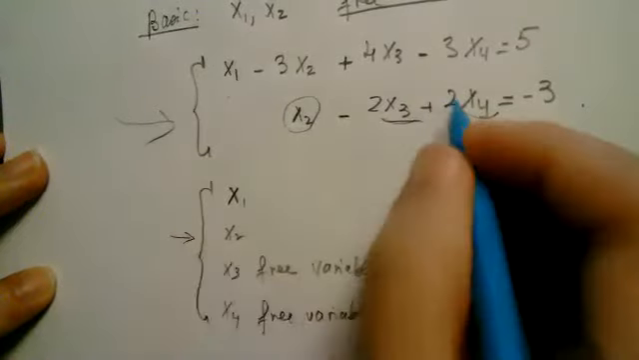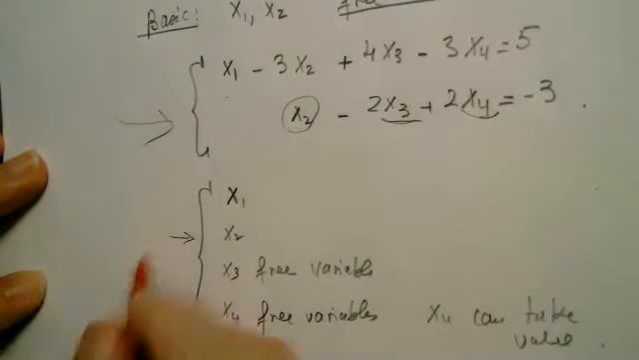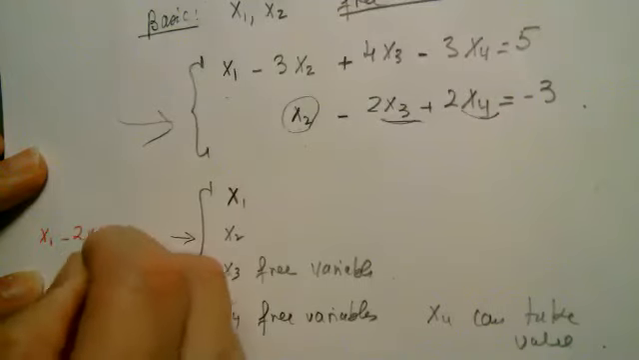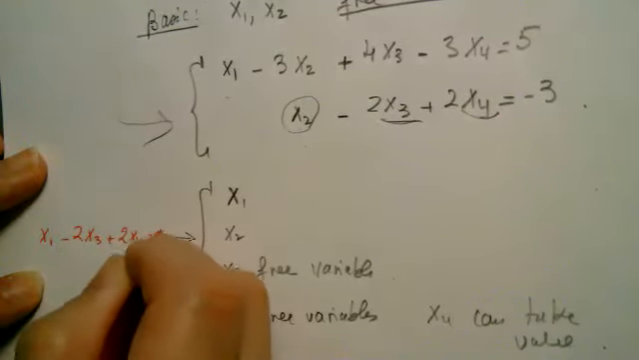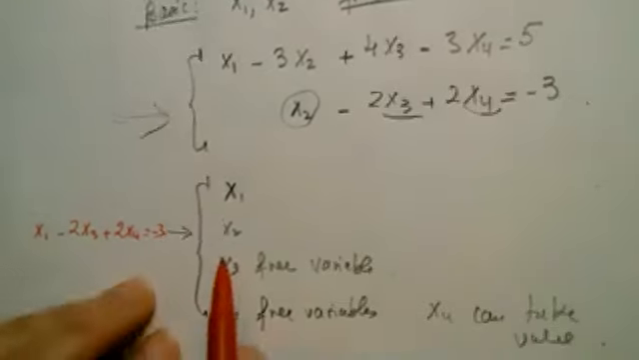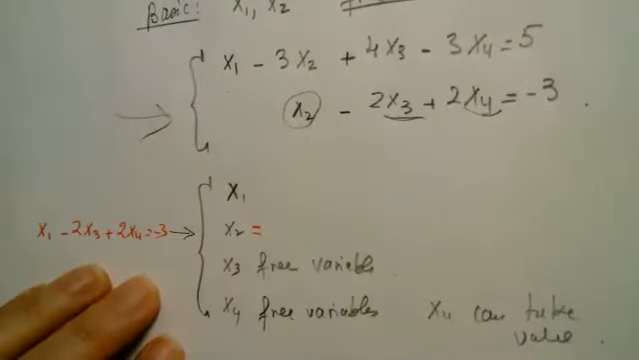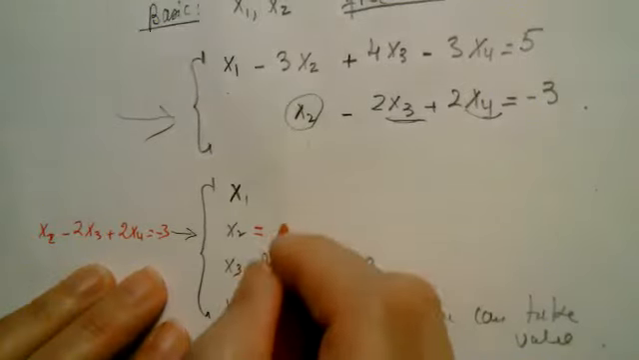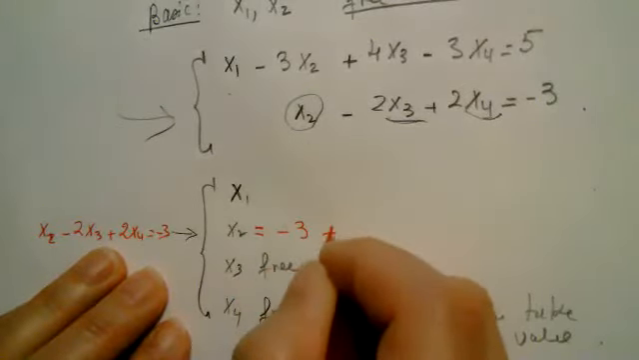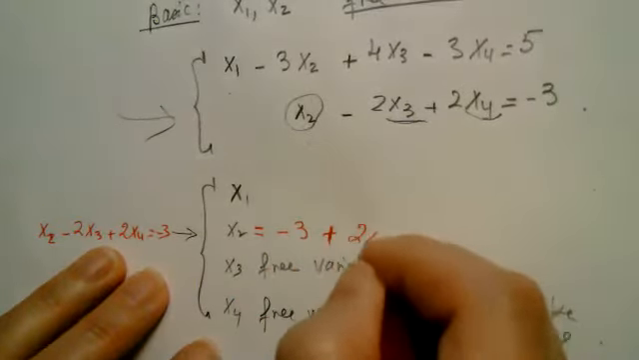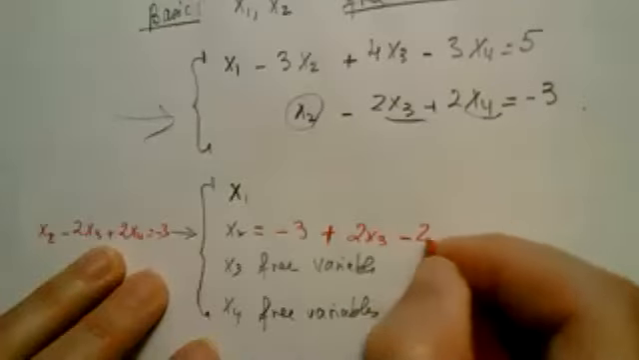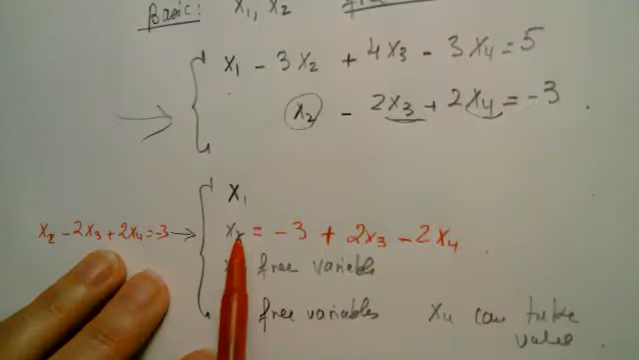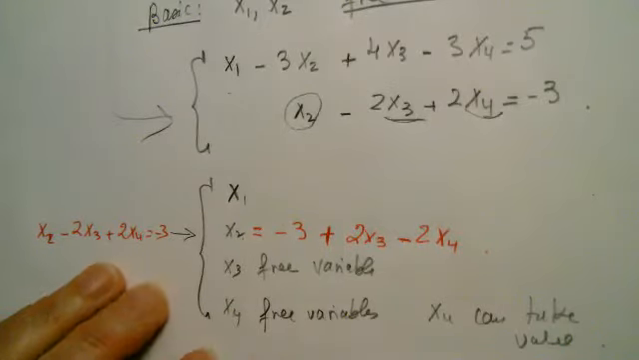So now I take my second equation and I use it to find x2. So that's my second equation. Okay, so I want to solve for x2. So what is x2 in here? It's -3 plus 2x3 minus 2x4. Okay, so I back substitute, and find x2 in terms of x3 and x4.